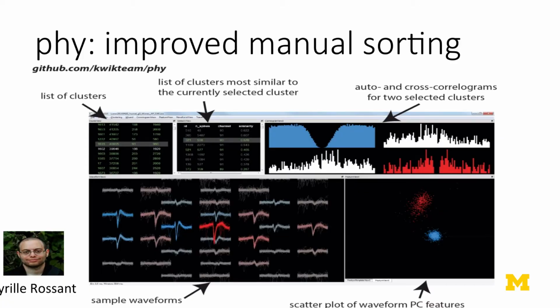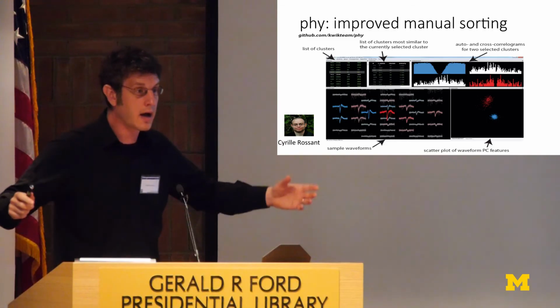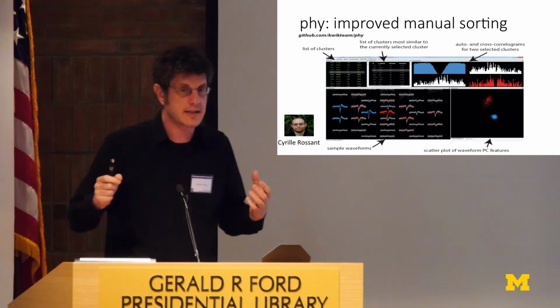Okay, and the final part is a new improved version of the manual phase. So in the same way that the early cars looked a bit like horse-drawn carts, the original manual software we had looked a lot like what you would use for tetrodes. But when you go to large count electrodes, there's some things that just don't make sense.